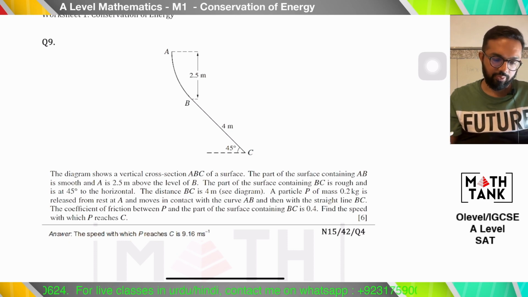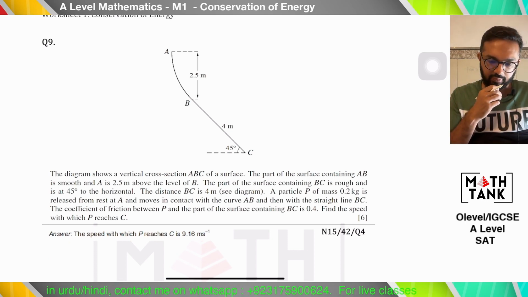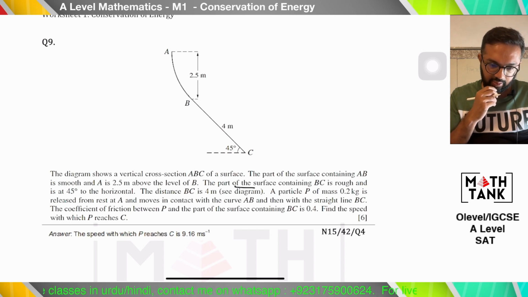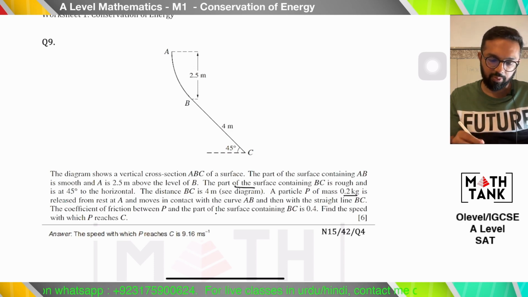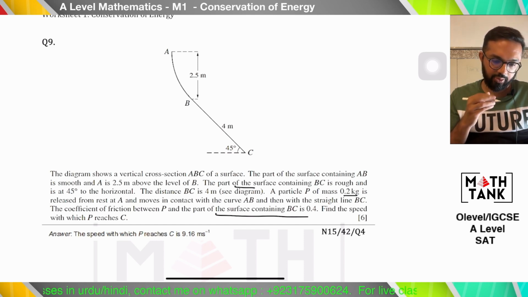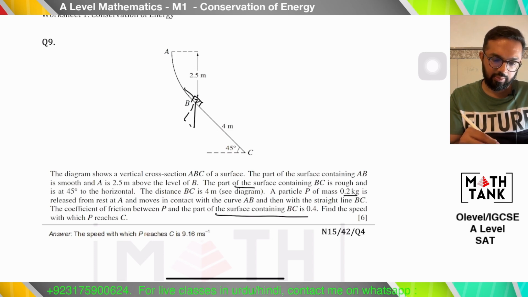Question 9. The diagram shows a vertical cross section ABC of a surface. The part of the surface containing AB is smooth and A is 2.5 above the level of B. The part of the surface containing BC is rough and is at 45 degrees, the distance BC is 4. A particle of mass 0.2 kgs is released from rest and is in contact with the surface and with the straight line BC. The coefficient of friction between the particle and the surface is 0.4. Let's draw this here. 0.4 R.